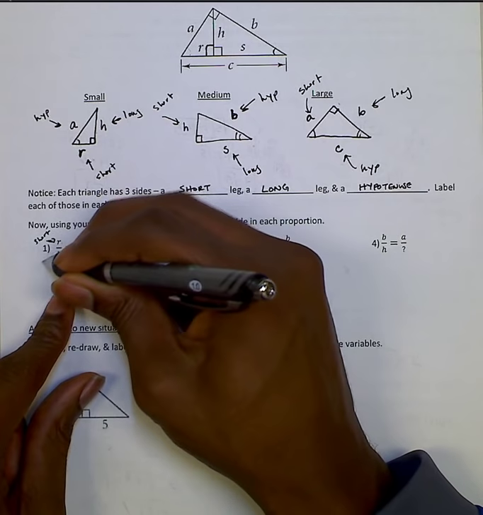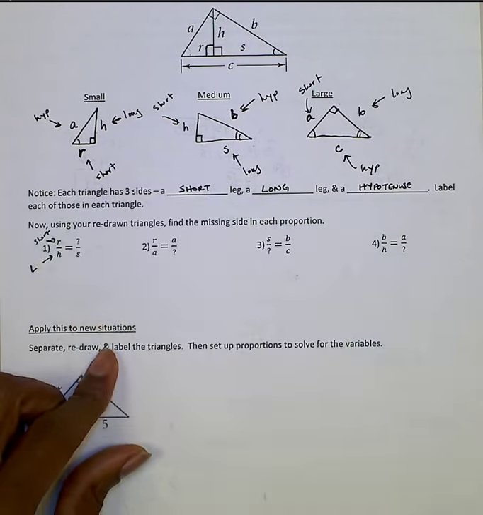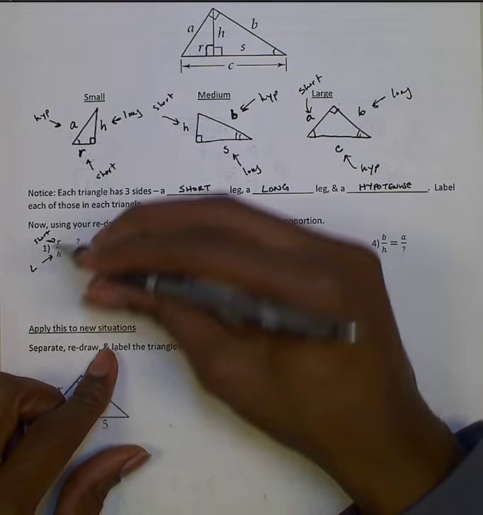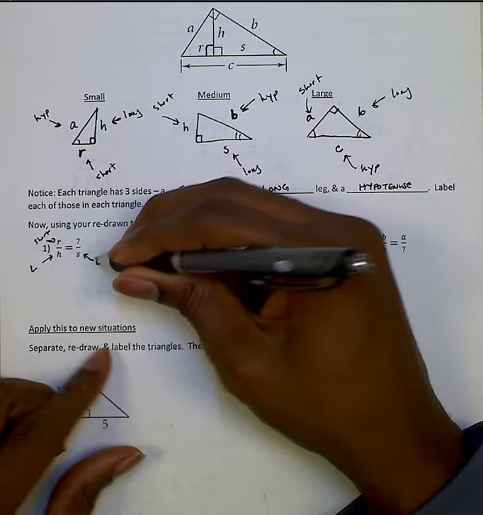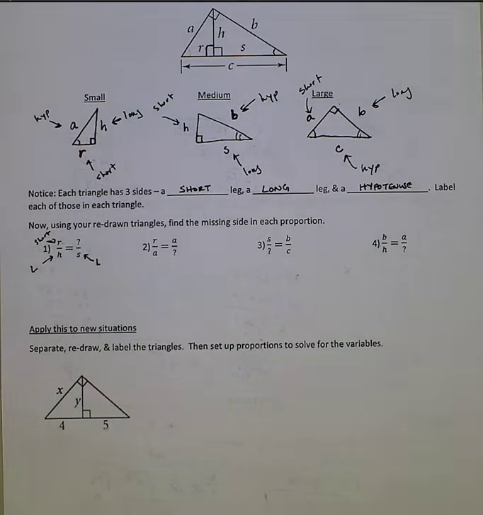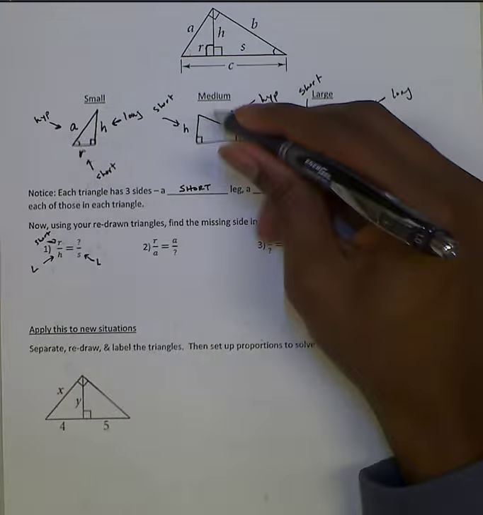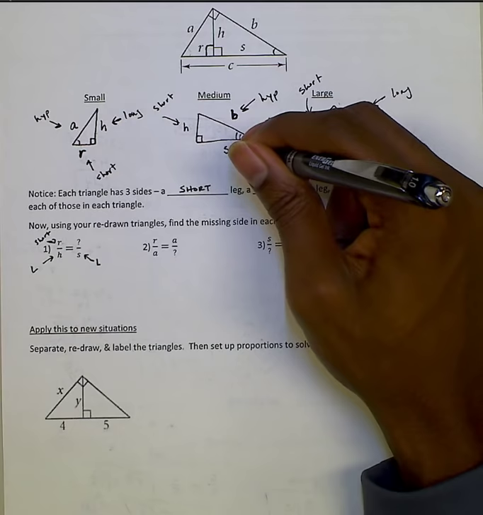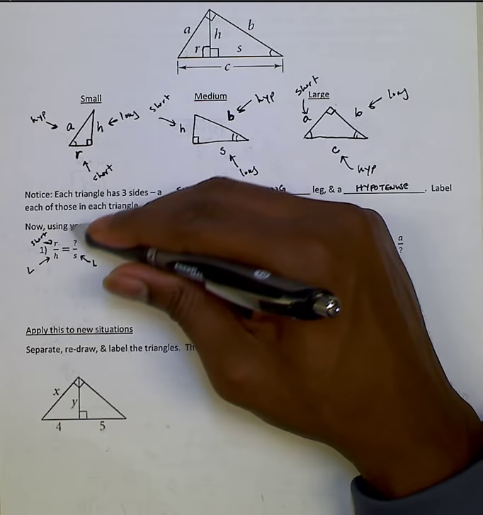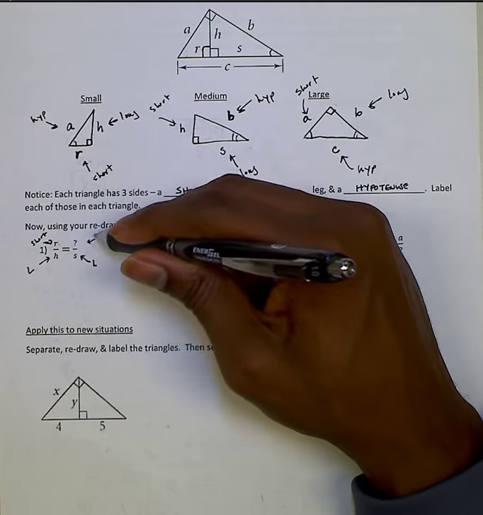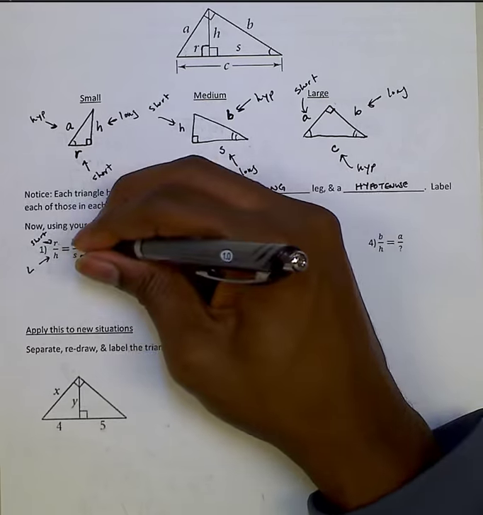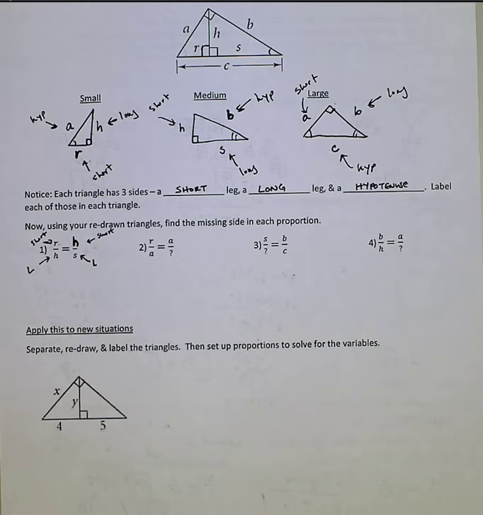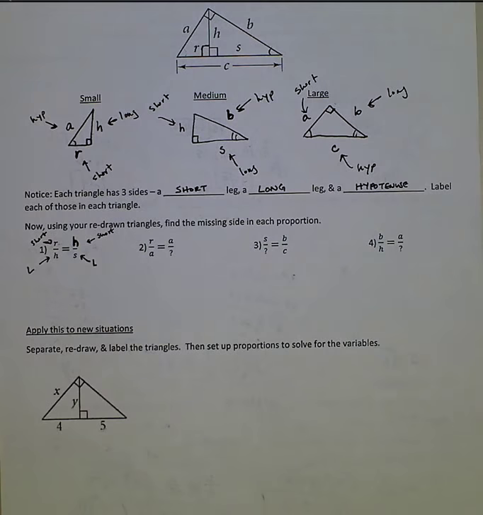I'll just use one letter from here on out. Equals something over S. Now, the way that these proportions are set up, we're looking for a triangle where S is the long side. Okay, and that's the medium triangle. S is the long side in the medium triangle. And now we're going to look for the short side in the medium triangle. The short side in the medium triangle is H.